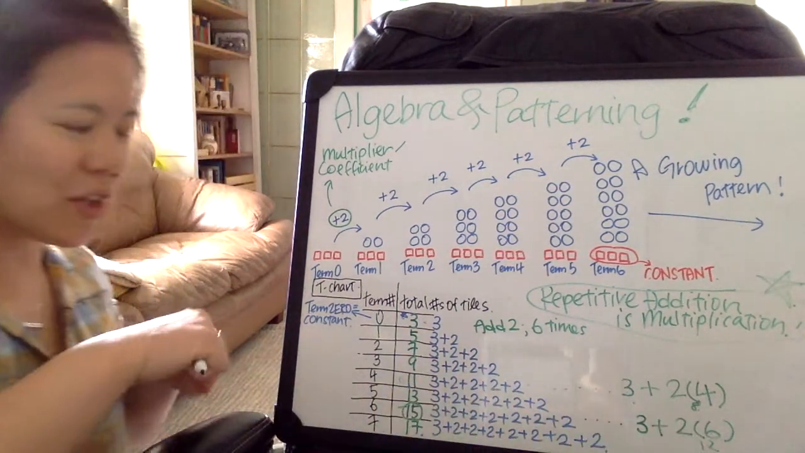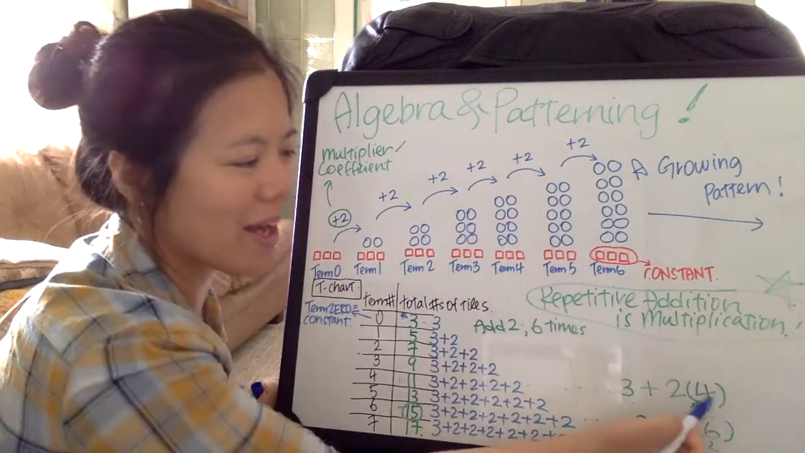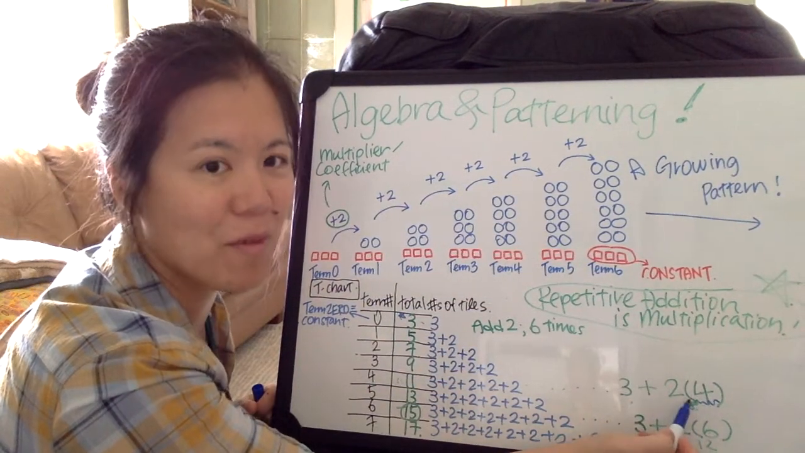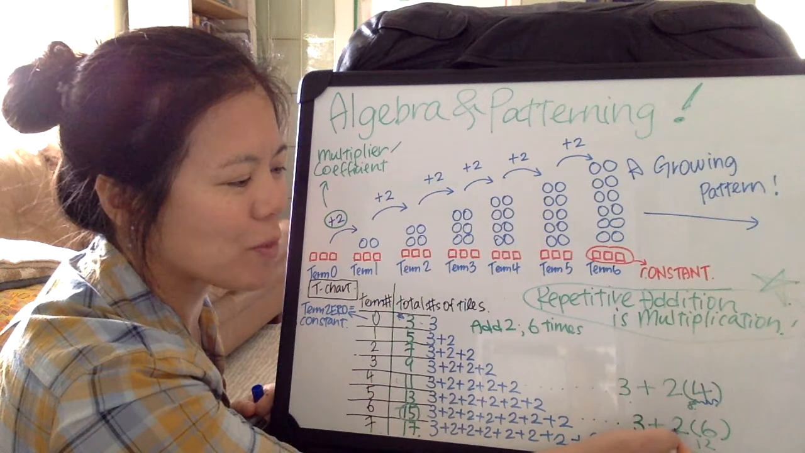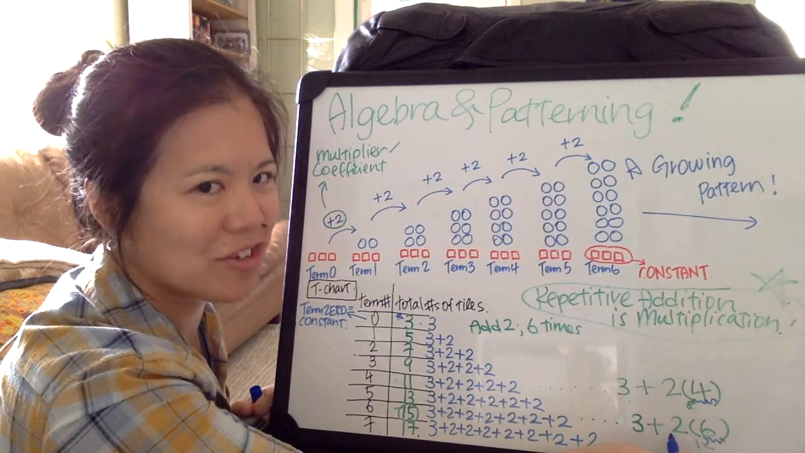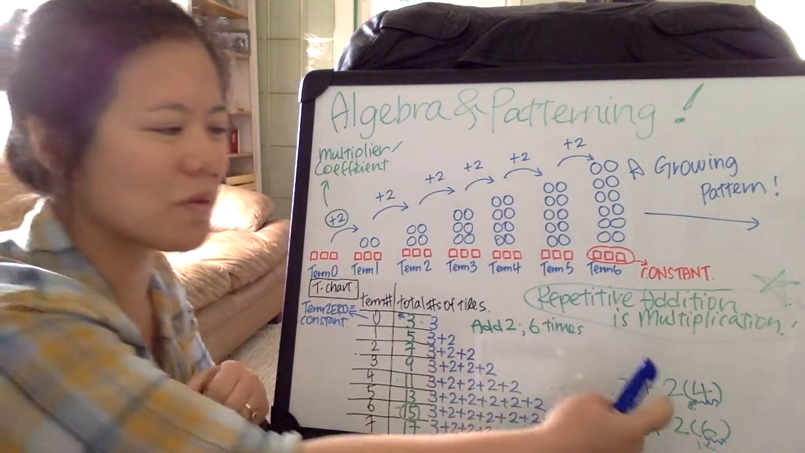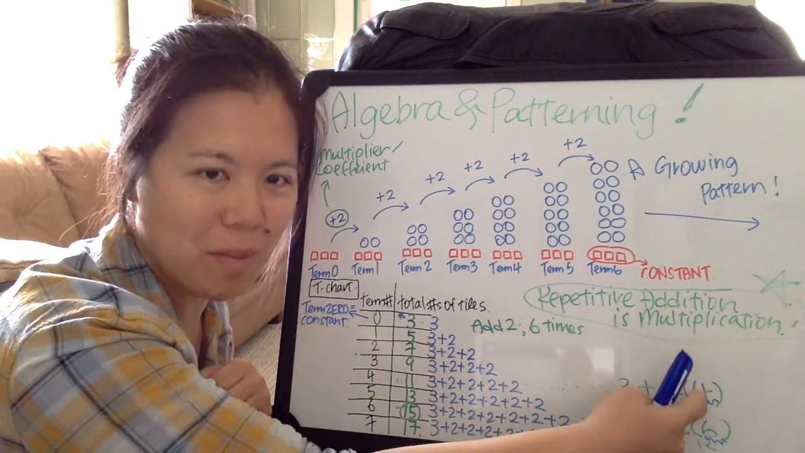So let's look at what we just did. I multiplied 2 by 4 for term number 4. I multiplied 2 by 6 for term number 6. Did you notice a pattern? Hey, I am multiplying 2 by the term number.